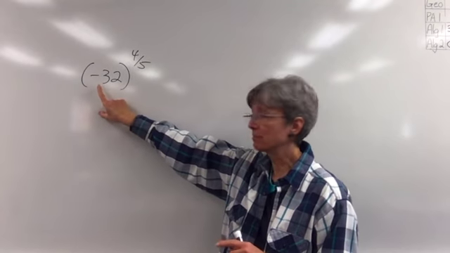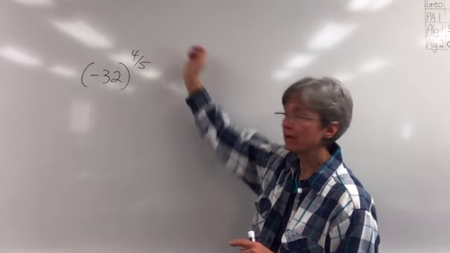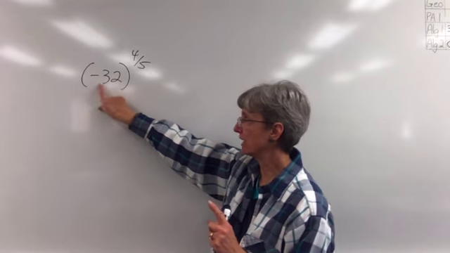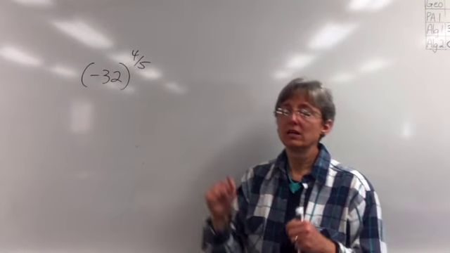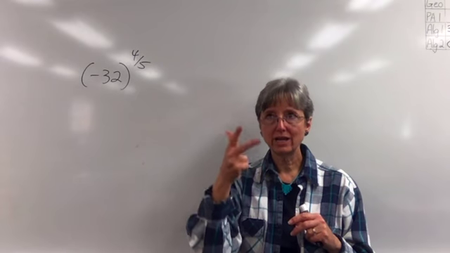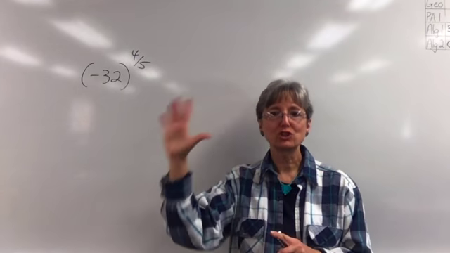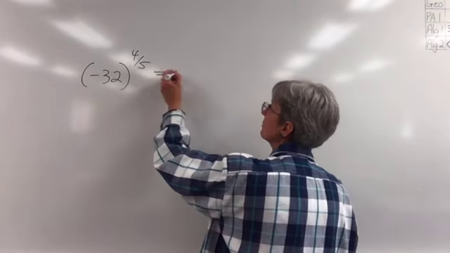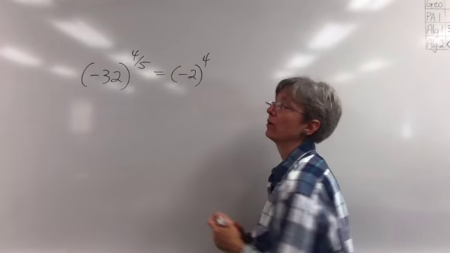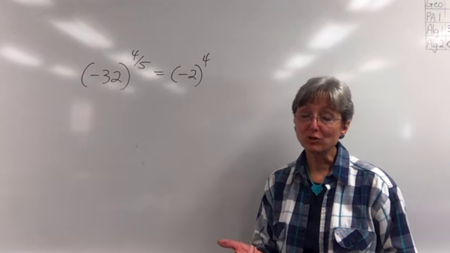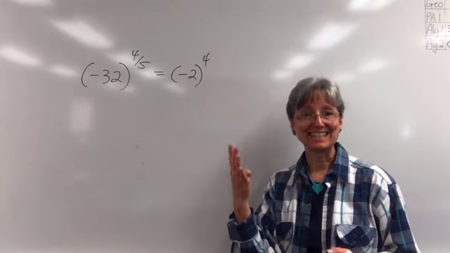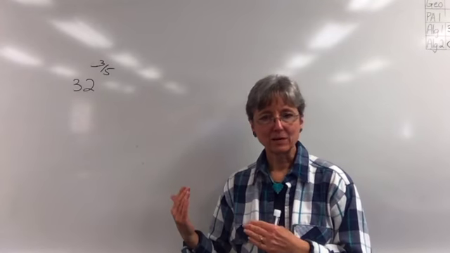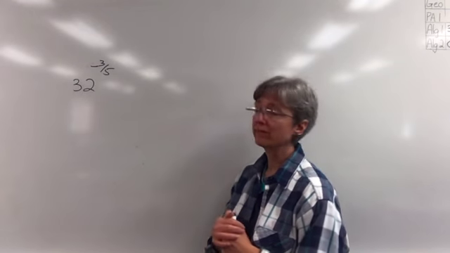This problem you can do in the very same way. This is the base of negative 32, raised to the power of 4/5. So I'm seeing that fifth root. This means the fifth root of negative 32 to the power of 4. So when you think twos, 2, 4, 8, 16, 32, sure enough, the fifth root of negative 32 is negative 2. So this is the same as negative 2 to the power of 4. So negative 2 to the power of 4, 2, 4, 8, 16. It's positive 16.